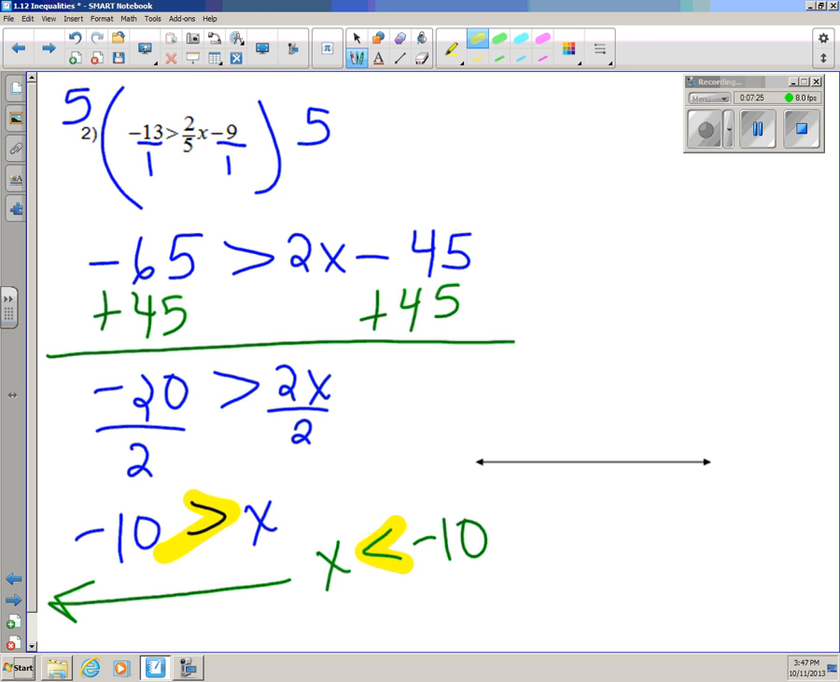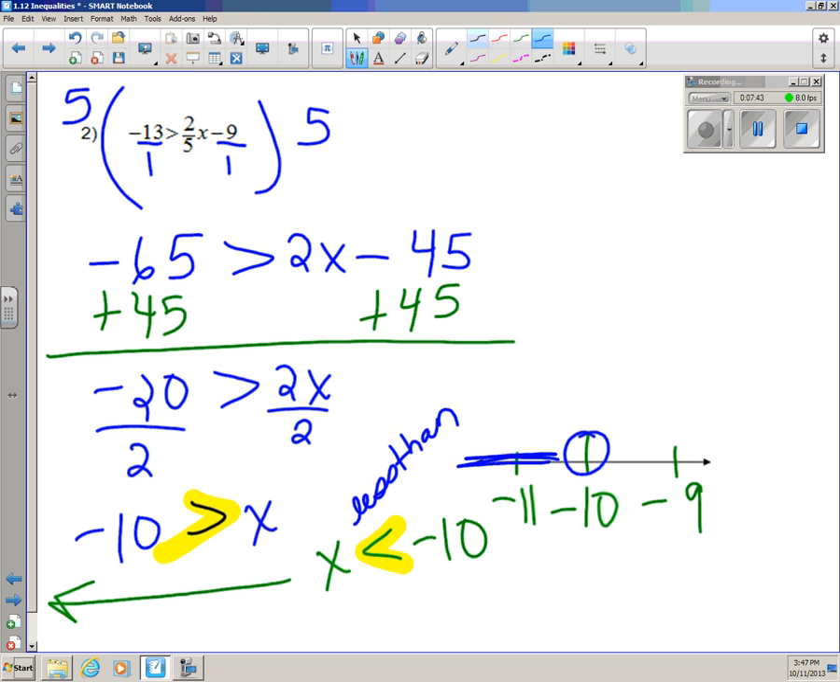It should make your graphing easier because now here's negative 10, a number to the right is negative 9, a number to the left is negative 11. There's an open circle. Where are numbers less than, right? This is less than. Where are numbers less than negative 10? Less than is to the left.